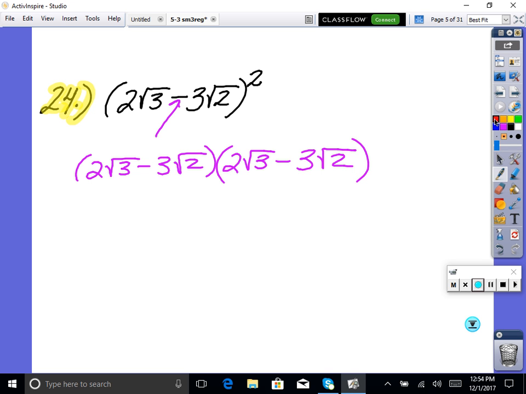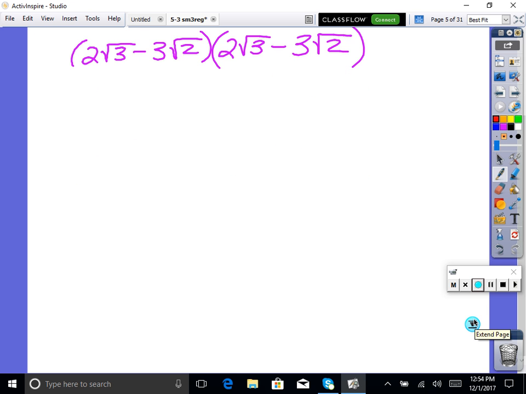Okay, now we would double distribute. There's a lot of 3's and a lot of 2's right here, so we've got to be really careful when doing this. Okay, 2 root 3 times 2 root 3. 4 root 9. Very good. What? No, it's 2 root 9, right? If you're multiplying. Oh, yeah. We'll come back and simplify in a minute. Good point. 2 root 3 times negative 3 root 2 is negative 6 root 6.